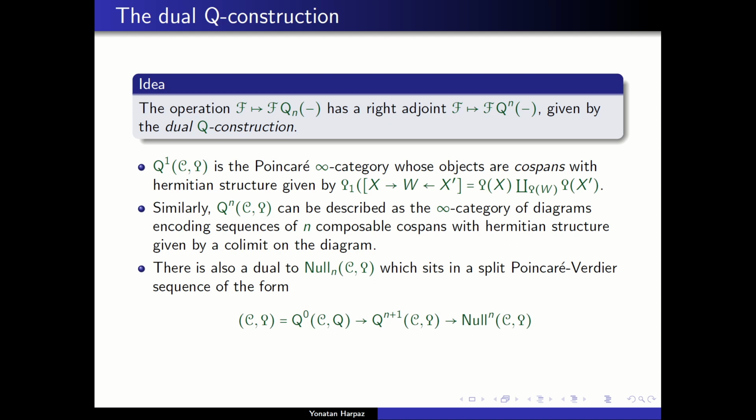And there will also be a dual to null_n(C, Ϙ). It would be a Poincaré infinity category which sits in a split Poincaré-Verdier sequence like this. So it is in fact the cofiber in Cat^p of a Poincaré functor from the dual 0 Q construction to the dual n plus 1 Q construction, whereas the original null was the fiber of the map from the usual Q construction in degree n plus 1 to the Q construction in degree 0.